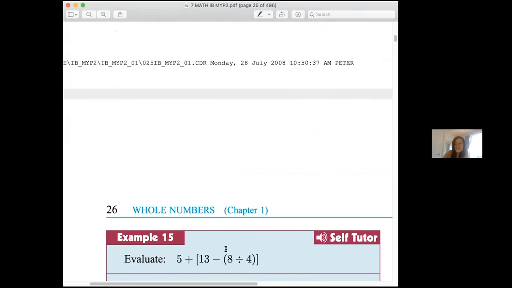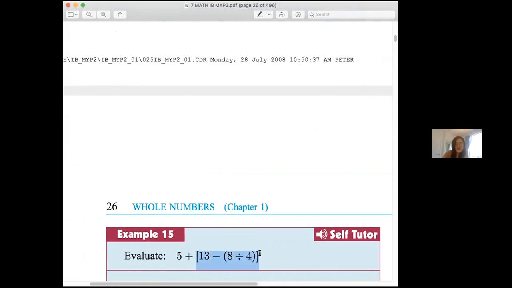Example 15. There are 2 brackets. So the square bracket goes with the square bracket. The round bracket goes with the round bracket. When there's more than one pair of brackets, we do the innermost first. So we do 8 divided by 4 first. And that bracket gives us a 2. And then you solve the outer bracket, which is 13 divided by 2, which is 11.